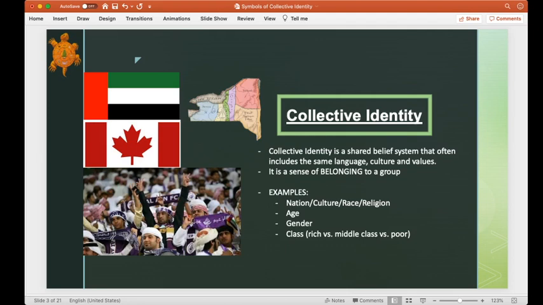You have that in common with a lot of people. You have the same values. Yeah, and it's a culture of that sports team. So you can see what these gentlemen are wearing. Yeah, and we'll continue to talk about collective identity more.